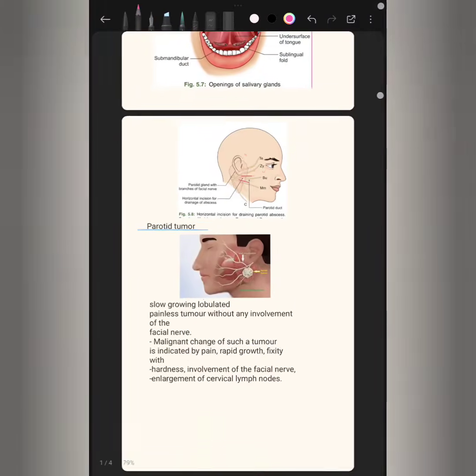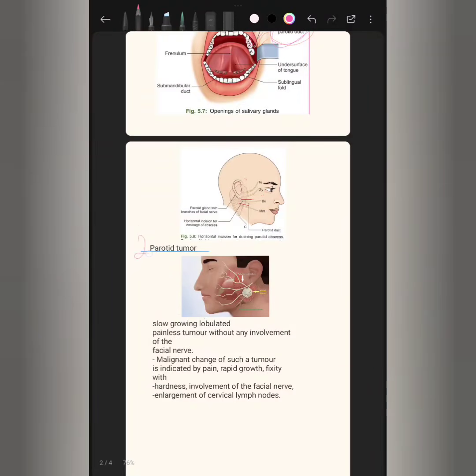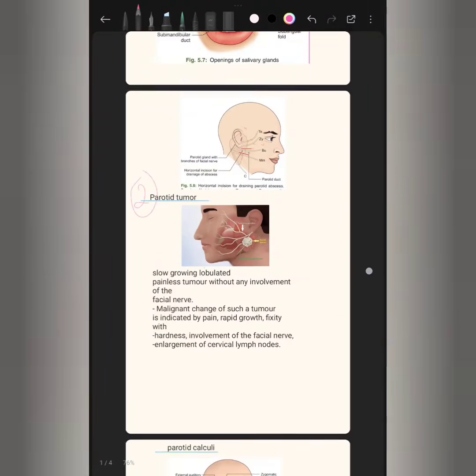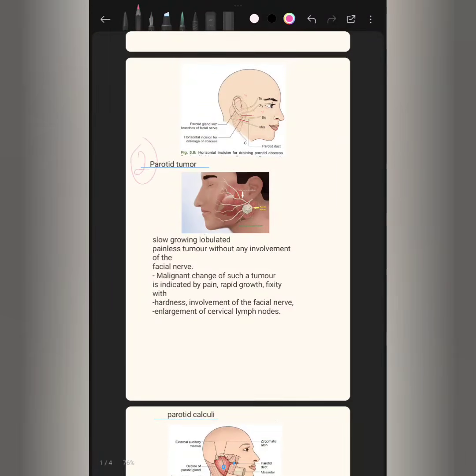The next condition is parotid tumor. As we have read in general anatomy, a tumor can be malignant or benign. So the benign tumor, what is its characteristic? It will be a painless tumor. It will be slow in growth, and what we have to remember is it does not involve the facial nerve.